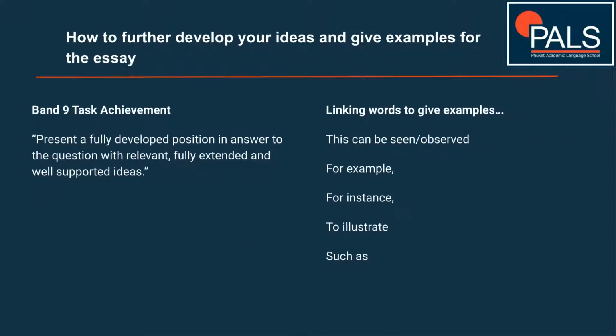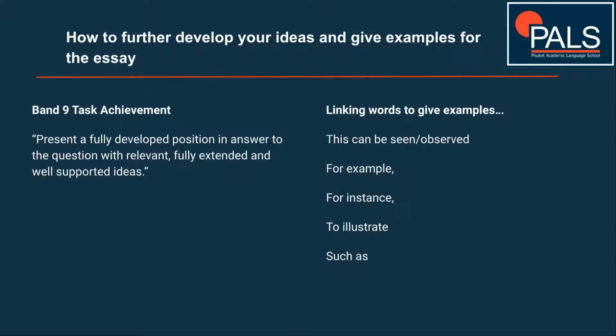So we'll move on. This is all about giving examples to develop your ideas in your body paragraphs. Okay, so if you want to get a band 9 for your essay for task achievement, then remember task achievement is 25% in the band descriptors. So 25% of your score for task 2 will be task achievement. What you have to do is present a fully developed position in answer to the question with relevant, fully extended and well supported ideas. So you have to develop your position and you have to use relevant, fully extended and supported ideas.